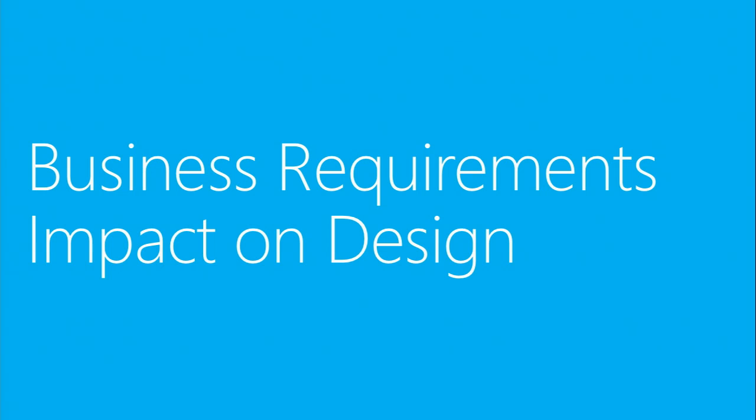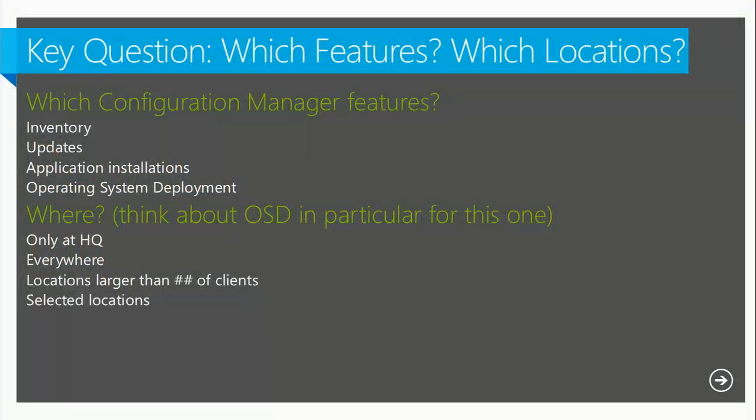So that was the last technical requirement. Business requirements. How do your business requirements have an impact on your Config Manager design? The key question is, which features am I offering at which locations? This is a business decision. Am I just doing inventory, updates? Am I doing app installations? Am I offering operating system deployment? This has a big impact, and this is a business decision, not a technical decision. This is a decision that is, for most of us, handled at a level above us.